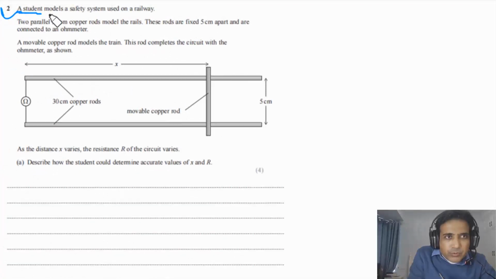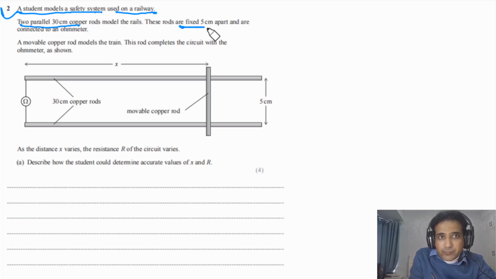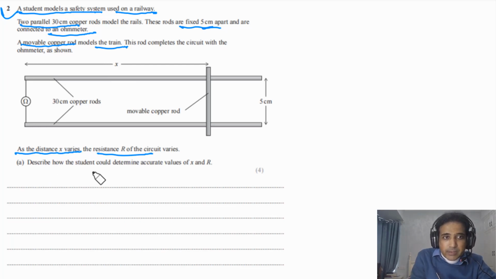Question 2 says, a student models a safety system used on a railway. Two parallel 30 centimeter copper rods model the rails. These rods are fixed 5 centimeters apart and are connected to an ohm meter. A movable copper rod models the train. This rod completes the circuit with the ohm meter as shown in the figure. As the distance x varies, the resistance R of the circuit varies. For part A, describe how the student could determine accurate values of x and R.